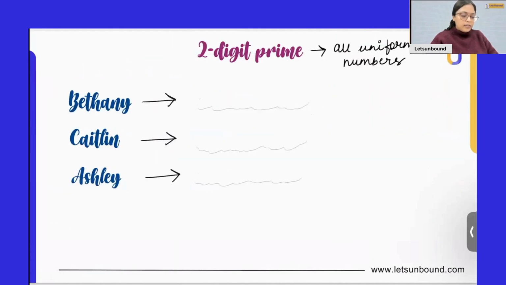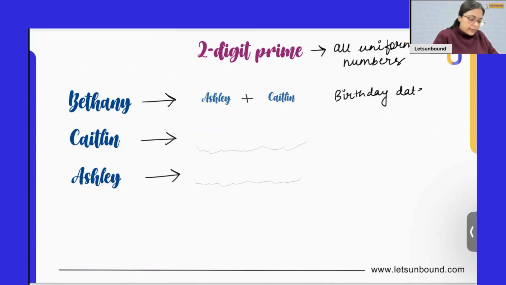From the question, we collected some information. First, all uniform numbers are two-digit primes. And then from the conversation, what did we notice? Bethany said the sum of Ashley's uniform number and Caitlin's uniform number gives Bethany's birthday date, which is earlier this month, right?